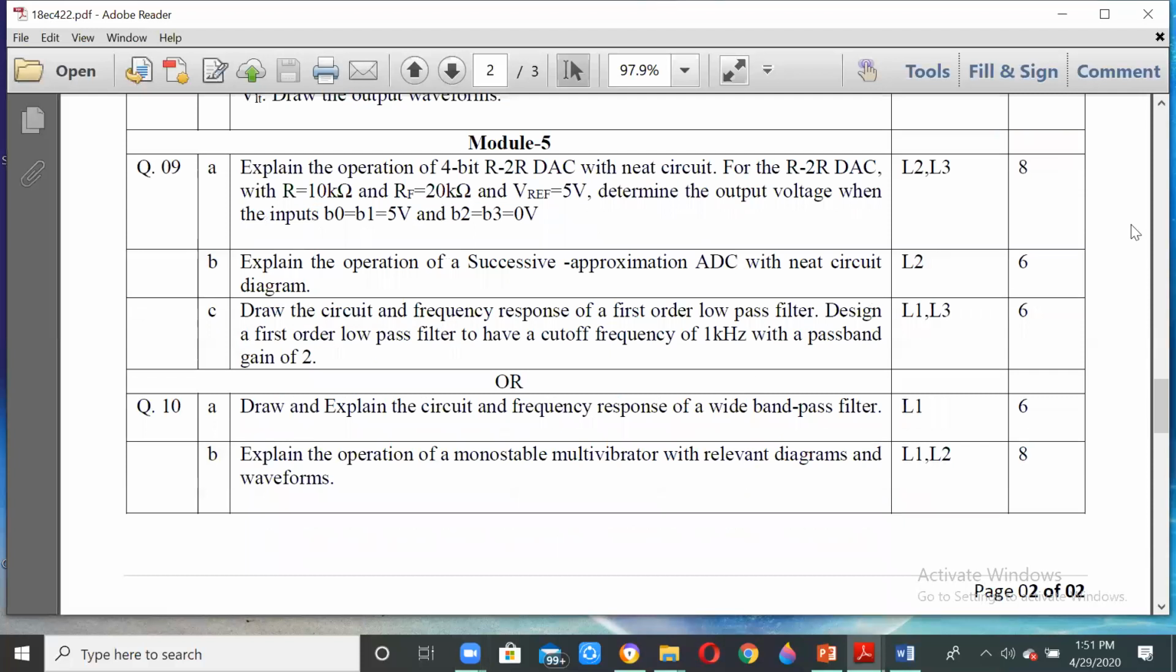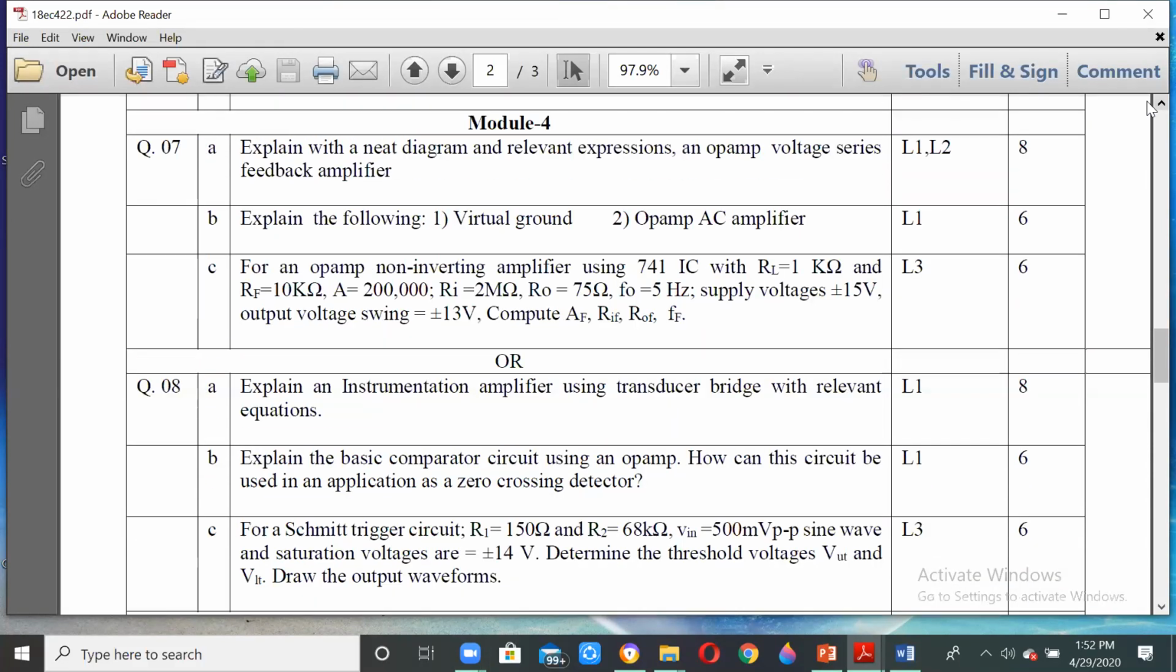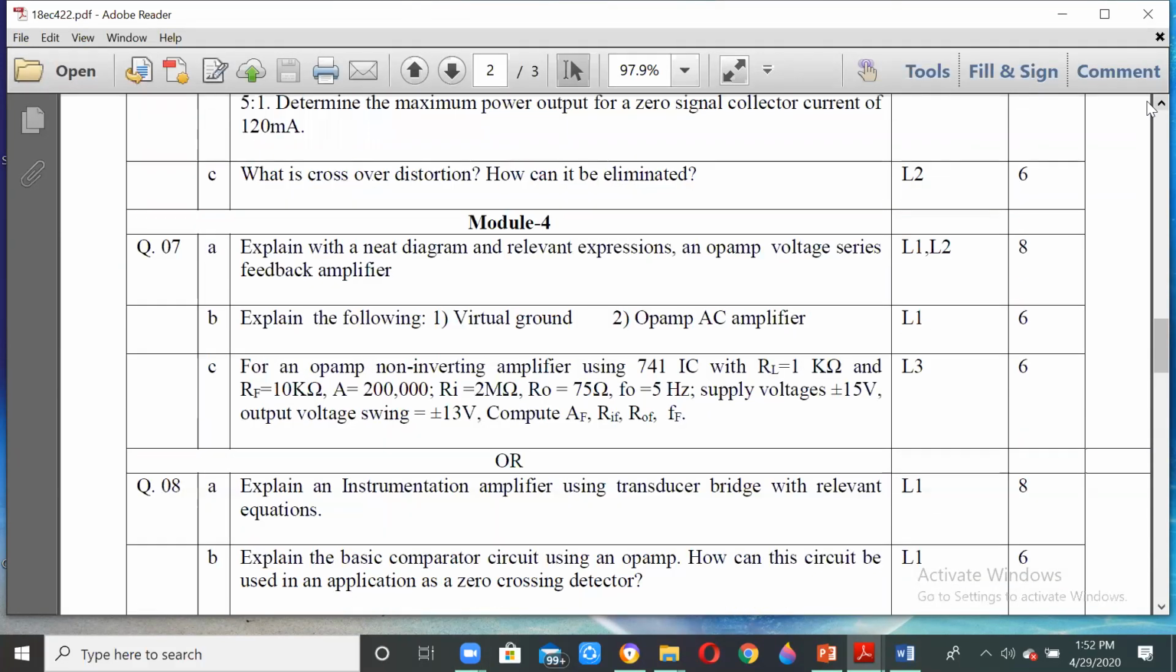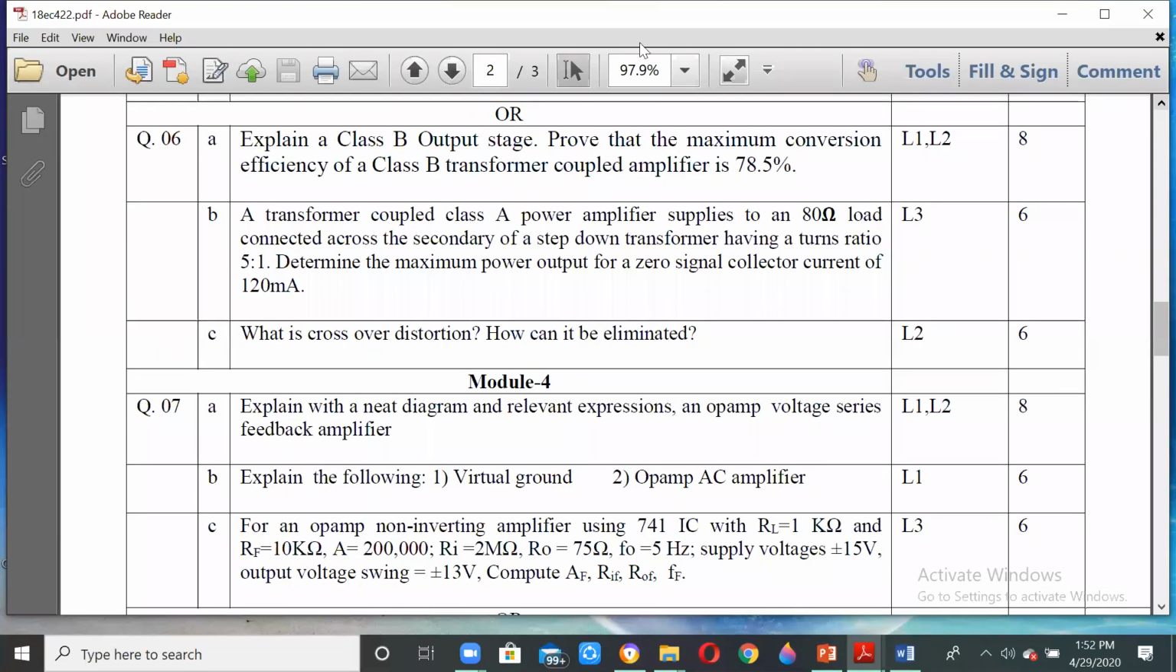Then we have again a problem which we have not done. This will be associated with the transformer coupled, which I wanted to take up immediately after this. I don't know whether I should take up because the strength is very low. If you want, we'll continue. Otherwise, we will leave it off. So this is transformer coupled class A power amplifier. Whether it is within the syllabus or out of the syllabus, that itself is a question mark.